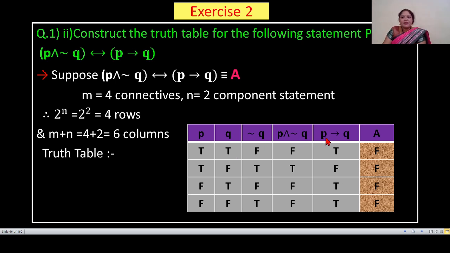And last, P and negation Q double implies P implies Q. That means biconditional of fourth and fifth column. And we know that in biconditional or double implication, if both statement patterns have the same truth value, then their double implication is true, otherwise false. Here F double implies T, F. T double implies F, F. F, T, F, F, T, F.